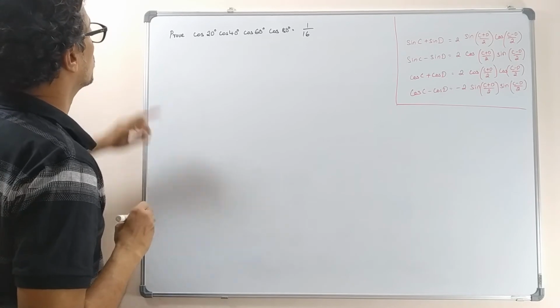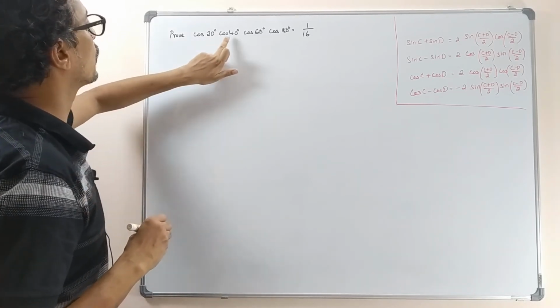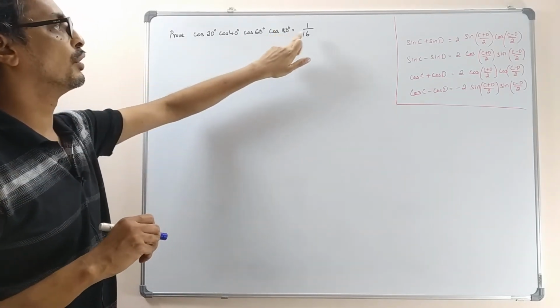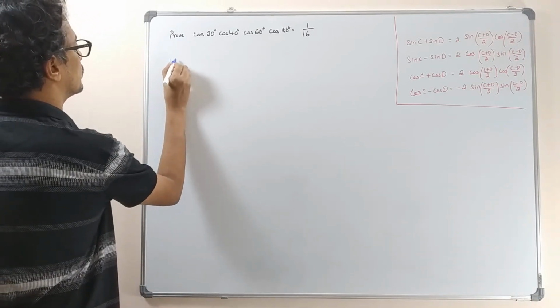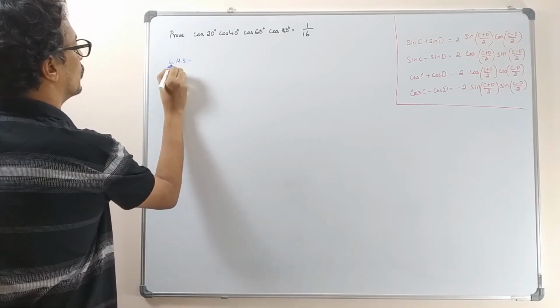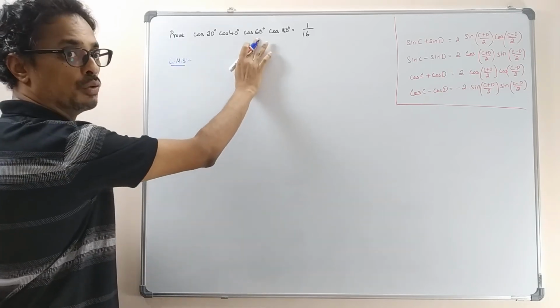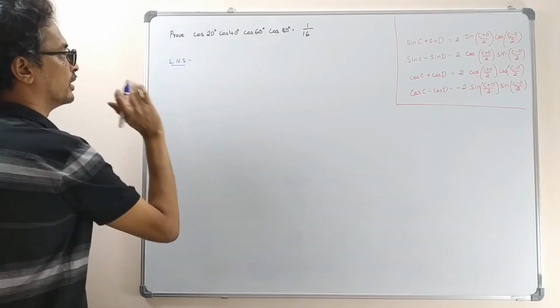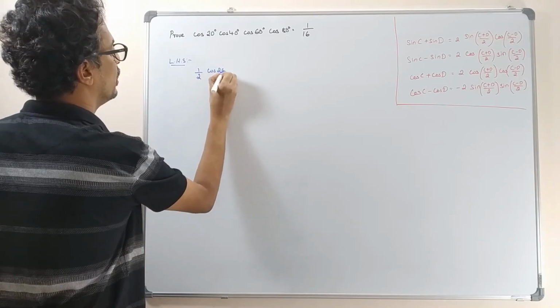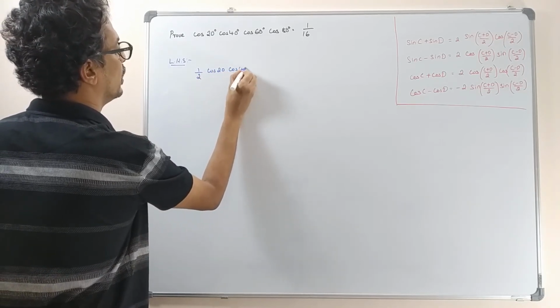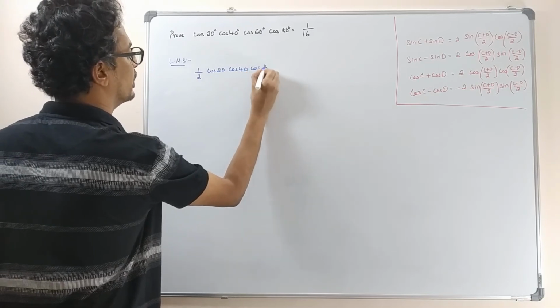Let us do this problem. Prove cos 20 cos 40 cos 60 cos 80 equals 1 by 16. So let us write down the LHS. Cos 60 equals 1 by 2. So let me take that first. So it's equal to 1 by 2 into cos 20, cos 40 and cos 80.